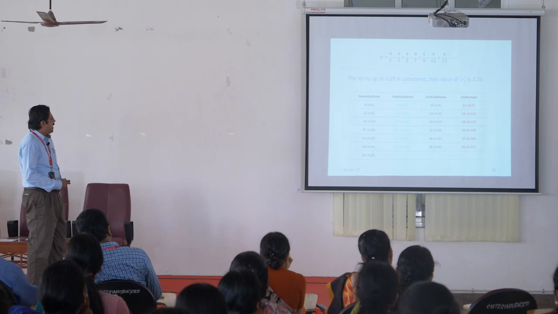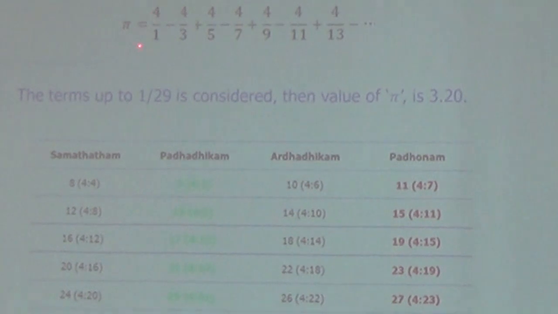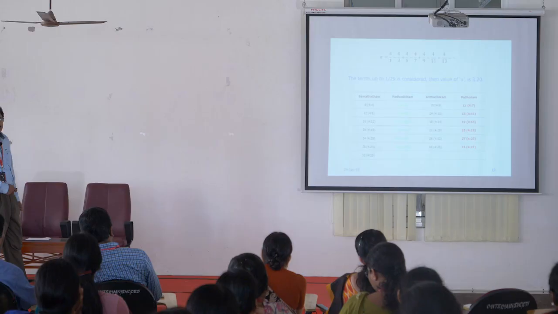Now we will again see the expression of pi, which is given as 4/1 minus 4/3 plus etc. And in the table recommended by Vastu Shastra, the maximum value recommended is 4:25, which is equal to 29. So if I consider all the terms from 4/1 to 4/29, I will get the value of pi as 3.2.